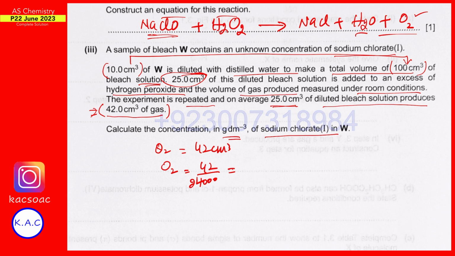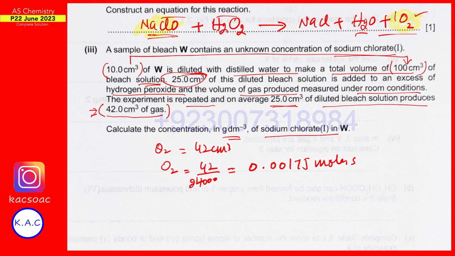So 42 divided by 24,000, the answer is 0.00175 moles. So basically, these are the number of moles of oxygen that is being formed at the moment in this reaction. First of all, you can see in this balanced chemical equation, what is the mole ratio of oxygen and the mole ratio of NaClO?